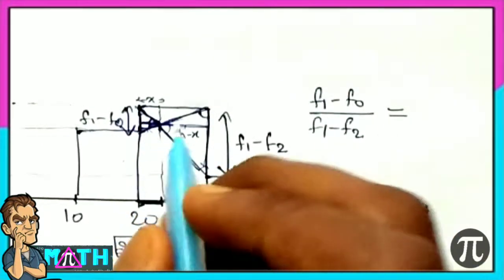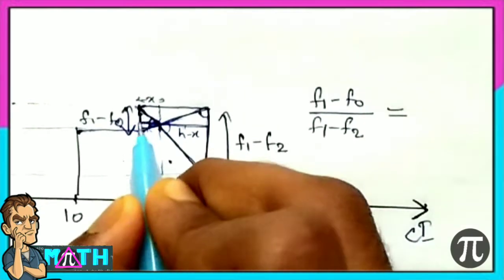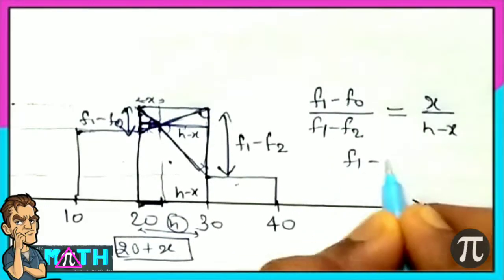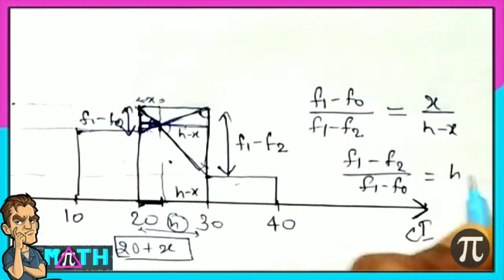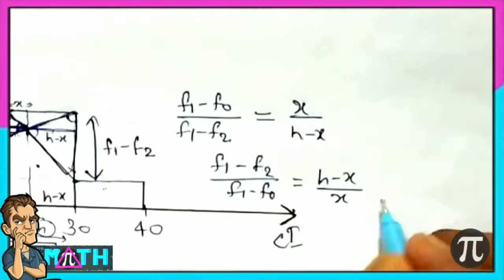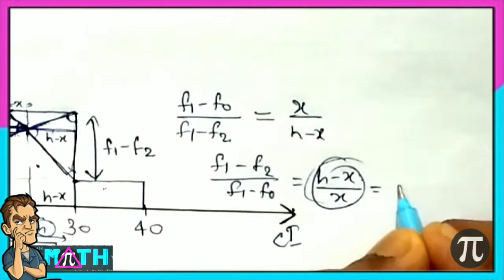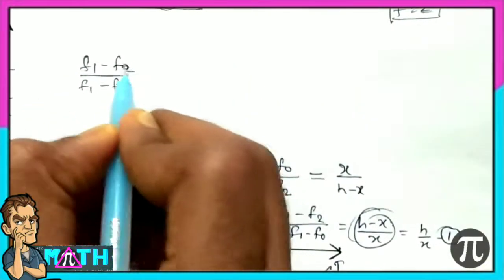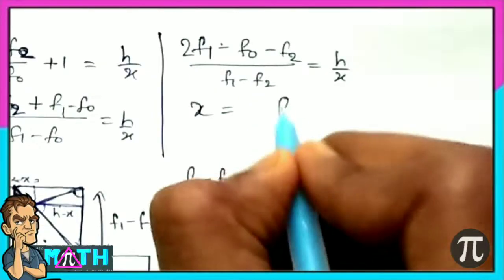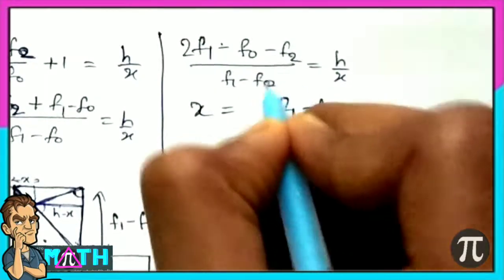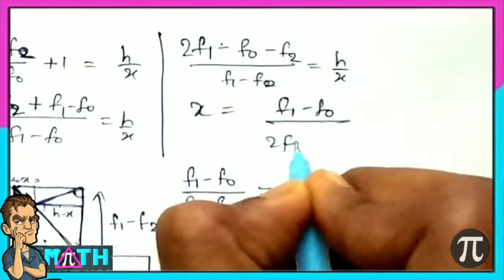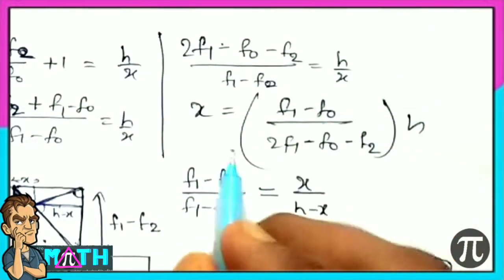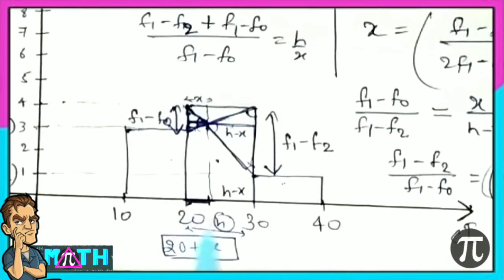Now this is equal to the height of this smaller triangle, that is x. So x, and the height of this one is h minus x. Now reciprocate. So f1 minus f2 upon f1 minus f0 is equal to h minus x by x. Now solve this term, so it will be h by x minus 1. Now send 1 to the LHS and solve it. At last we get the value of x equal to f1 minus f0 upon 2f1 minus f0 minus f2, into h.